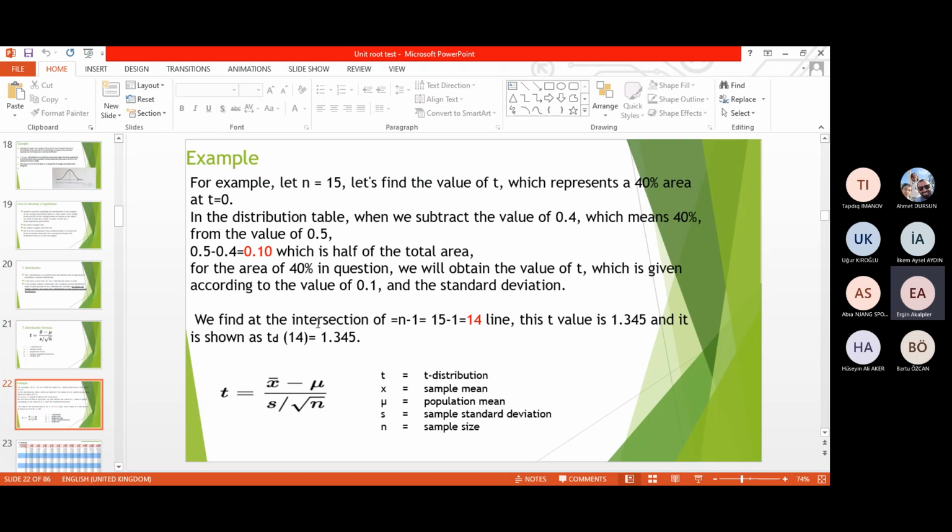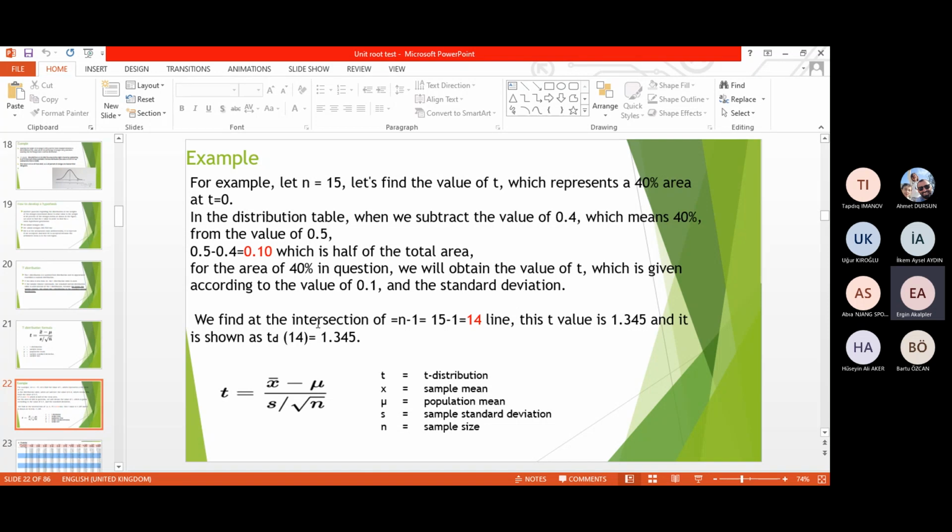N is 15. Let's find the value of T, which represents the 40% of the area. In the normal distribution table, when we subtract the value of 0.4, which means 40%, from the value of 0.5, as you know from the bell shape, this gives you 0.10, which is the 10%. Half of the total area.